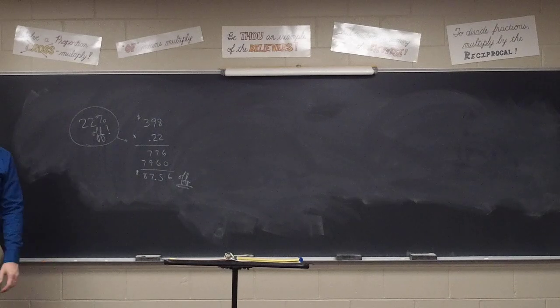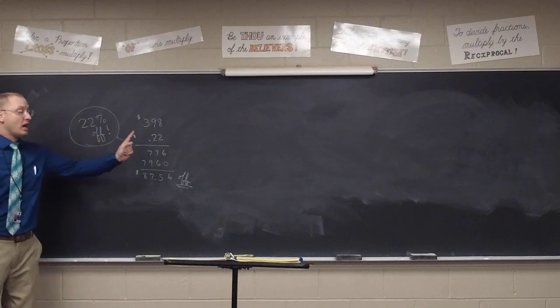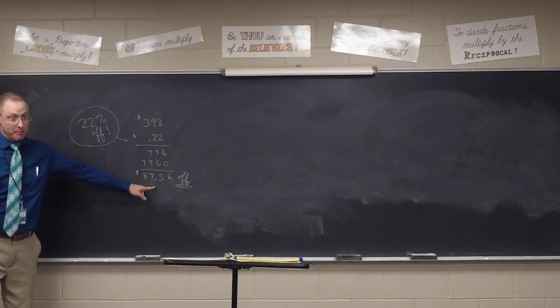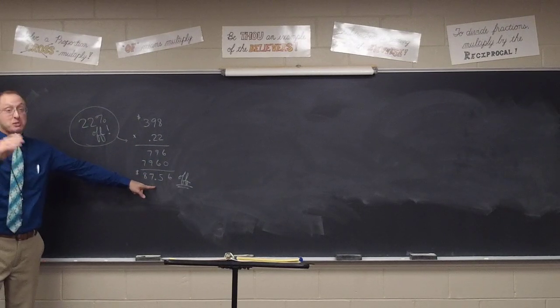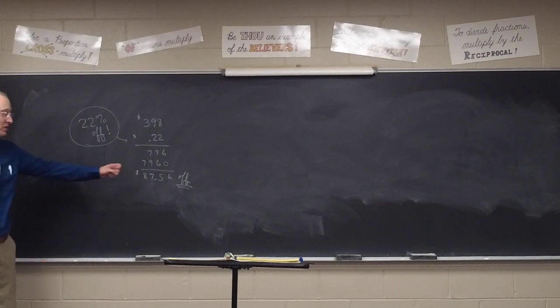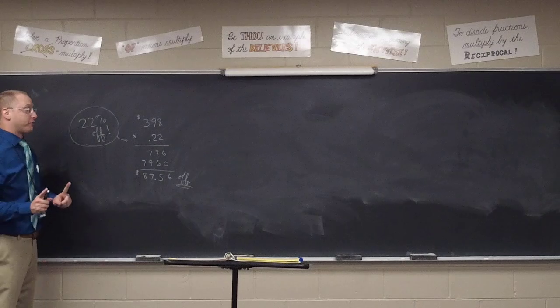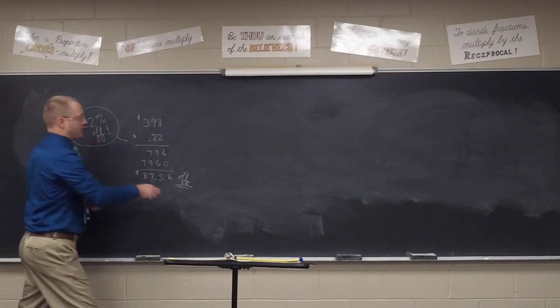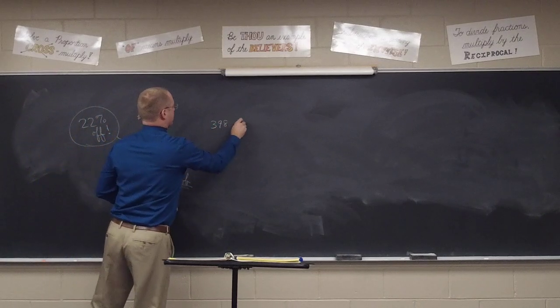Did we get the $87.56 off? So class, that's the discount. That's how much we save. That's how much we don't pay. So that means, class, we have to do what with this number? Subtract it from what? 398. And we're going to have to, of course, add the dollar sign and the 0.00.